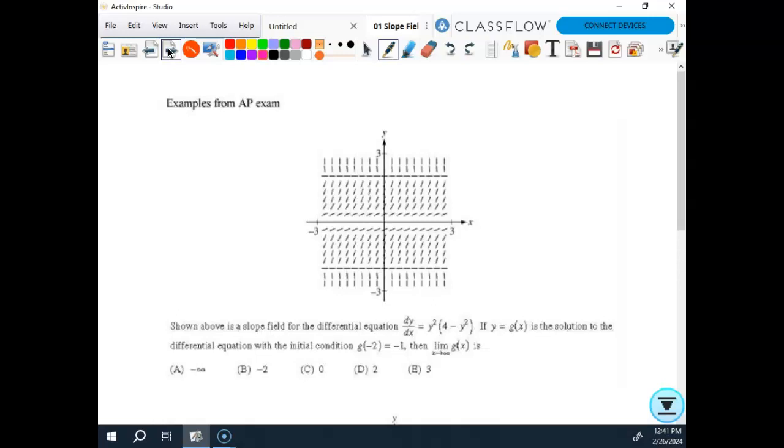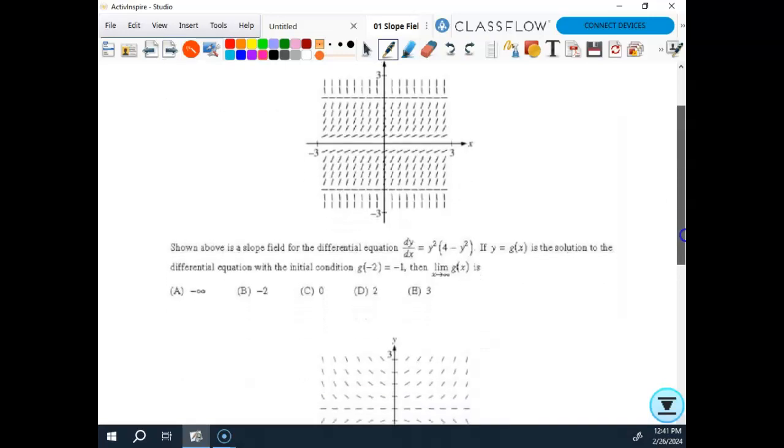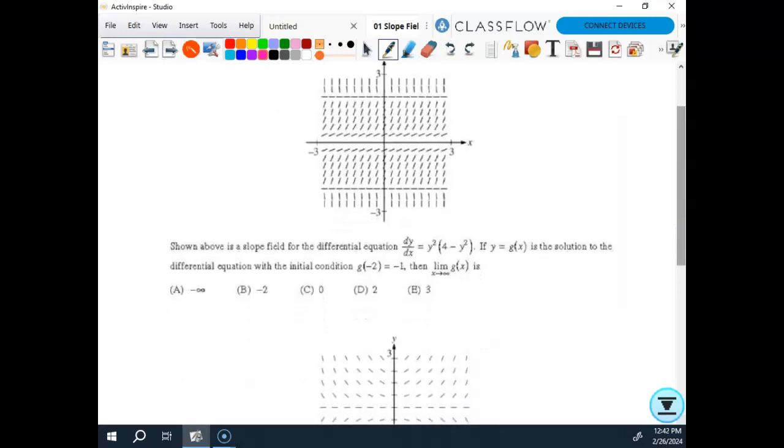Okay, so here's some examples from an actual AP exam. Here's one thing that you always want to pay attention to, no matter what, is the scale on the x and y axis. Because these aren't counting by ones. This is at 3, so that means a lot of other stuff going on there. So it says, shown above is a slope field for this differential equation. If y equals g of x is the solution to the differential equation, with this being the initial condition, then find the limit.